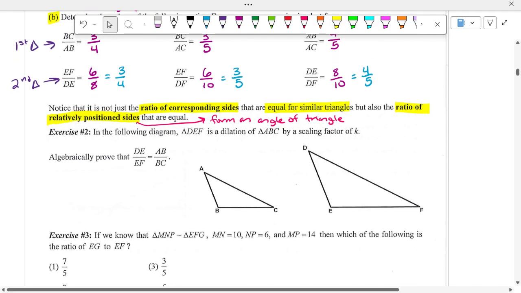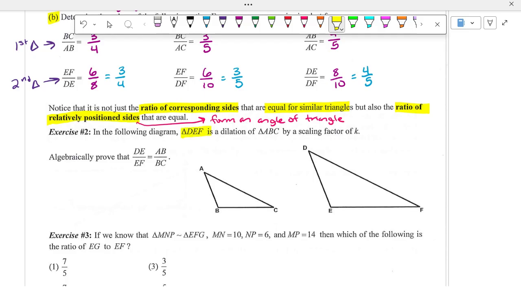So in the following diagram, DEF is a dilation of ABC. So DEF is a dilation of ABC by a scale factor of K. Because remember, that's what similar triangles essentially are. They're the same shape, meaning all the angles are congruent. But they're not necessarily the same size.